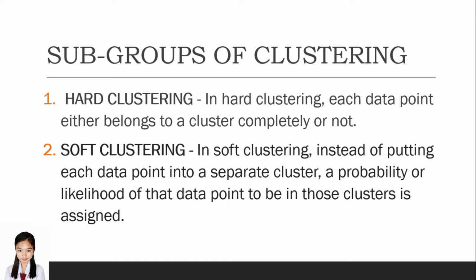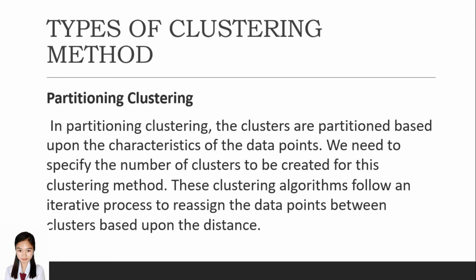Second is the soft clustering. In soft clustering, instead of putting each data point into a separate cluster, a probability or likelihood of that data point to be in those clusters is assigned. For example, from the above scenario, each customer is assigned a probability to be in either of 10 clusters of the retail store. So we also have types of clustering method.